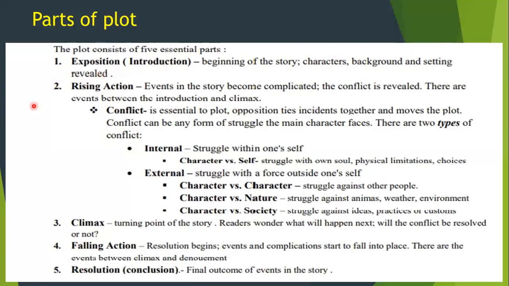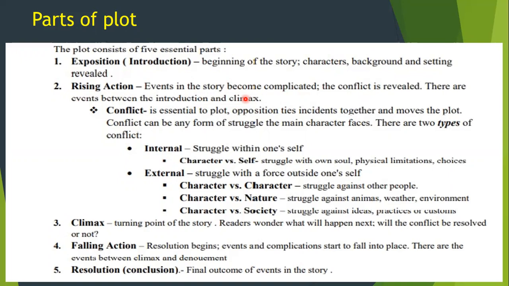The second part of the plot is the rising action, تصاعد الأحداث. Events in the story become complicated. The conflict is revealed. There are events between the introduction and the climax. So هنا في هذا الجزء من الحبكة يتصاعد الأحداث وتتوضح حبكة الصراع بين الكاركترز الموجودين.